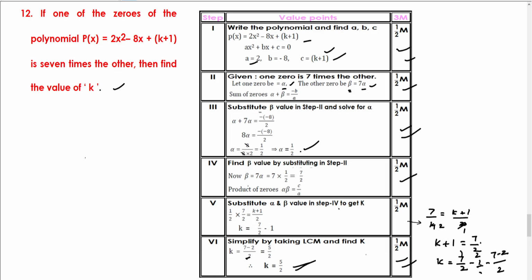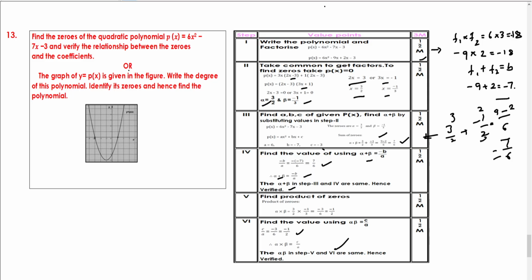If you get k value 5 by 2, your answer is correct. You will get full marks. For every step, you will get half mark. Such problems may seem a little bit difficult, but by good practice you can easily score.